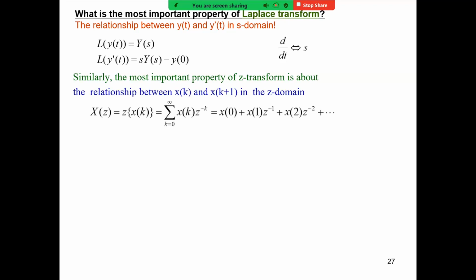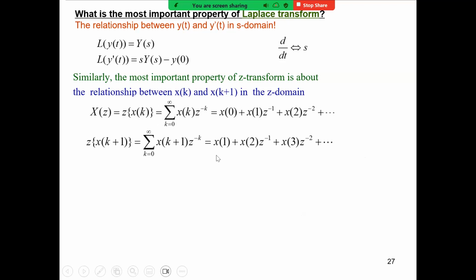We just look at its definition. The Z transform of x(k), by definition, is x0 plus x1 z to the minus 1, plus x2 times z to the minus 2. Now, if we apply the definition to x(k+1), the Z transform of x(k+1) will be x1 plus, when k equals 1, x2 times z to the minus 1, plus x3 times z to the minus 2.